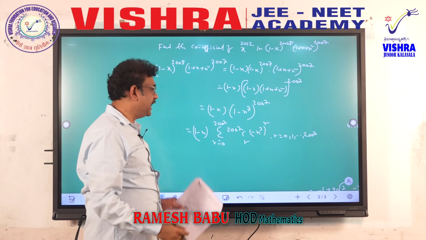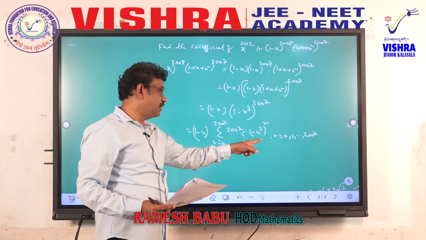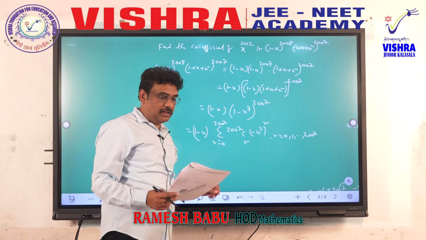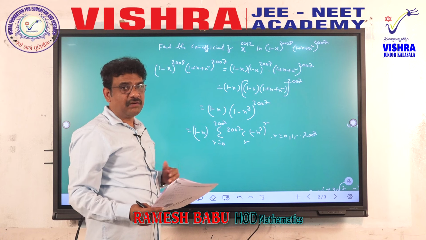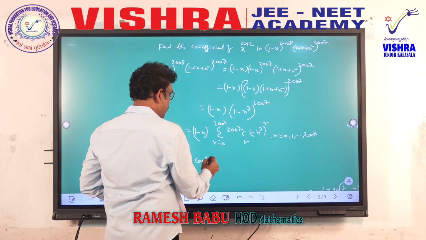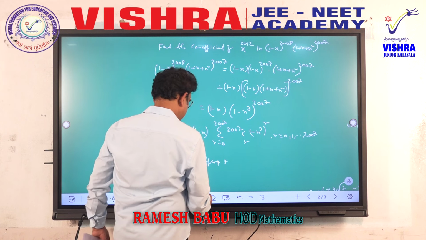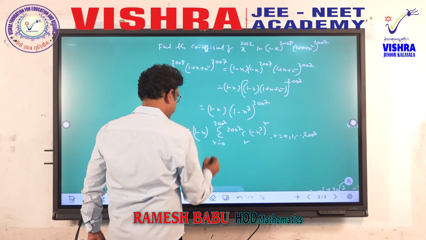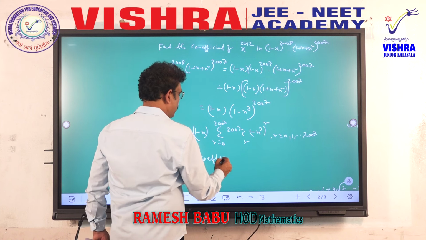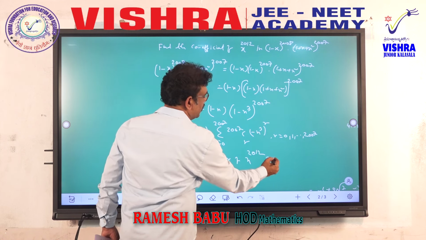In this expansion, x power 2012 does not occur, so the term containing x power 2012 is 0. Therefore, the coefficient of x power 2012 is equal to 0.